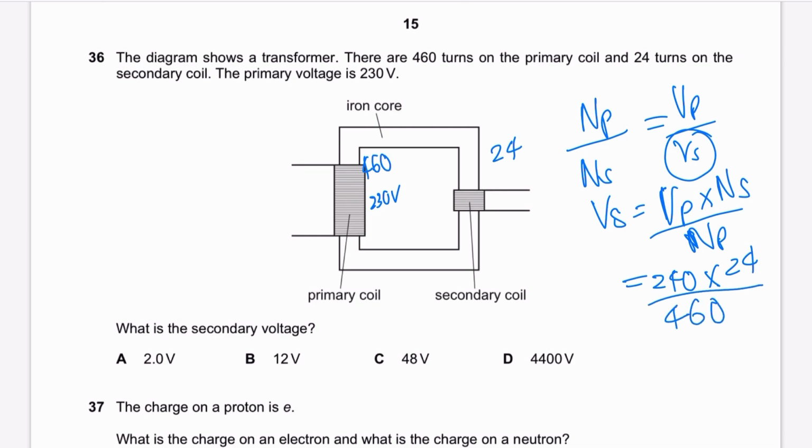तो इसका आंसर आ रहा है around 12 volts. ठीक है, it makes sense कि 24 upon 460, it makes sense, right? 230 upon 12 is equals to 460 upon 24. ठीक है.